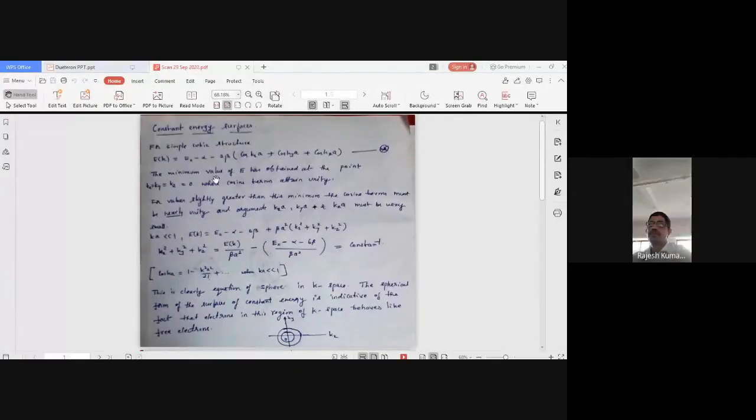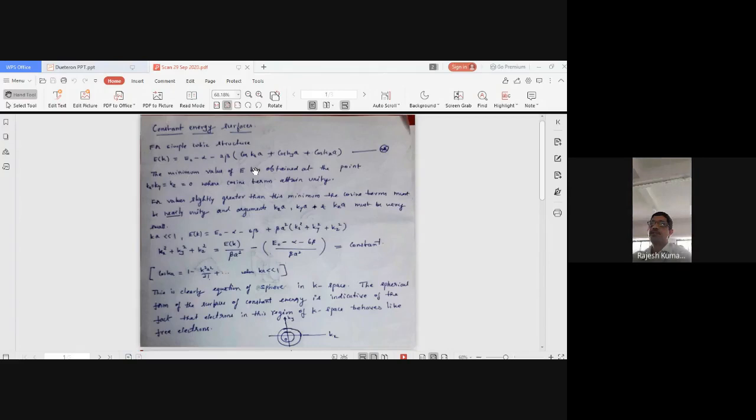Today we will discuss constant energy surface. In the previous class we obtained the expression for energy in case of simple cubic structure, that is E(k) = E0 - alpha - 2 beta (cos kxa + cos kya + cos kza).